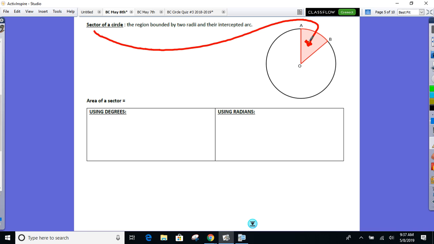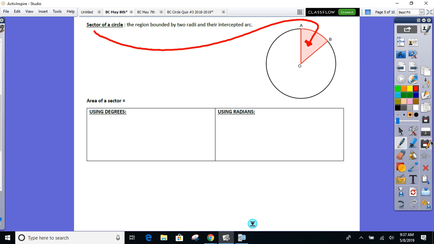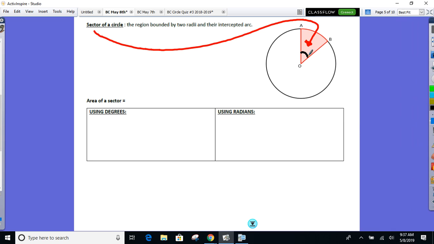So should I use pi r squared? What's pi r squared for? The entire circle, not part of it. All right, so I need a new formula. Not going to like this because, as you know, I can measure an angle in degrees, and then last unit we found out we can measure it in what? Radians. So we're going to have one formula if it's in degrees and one if it's in radians.